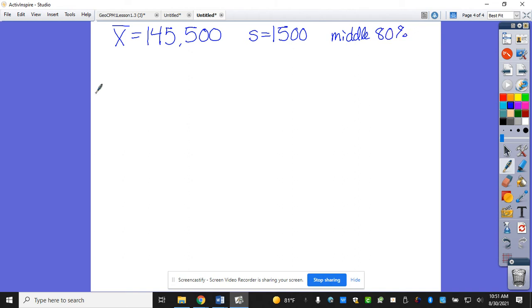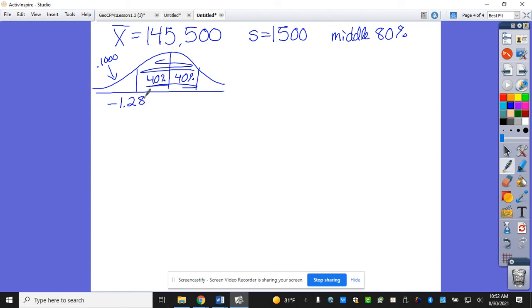So now I go to drawing it. So from here to here is middle 80%, which means what percent is here? And what I'm mainly concerned with is that means what is here? 10%. So when I look up the closest z-value to an area of 0.1000, I get a z-value of what? Negative what? 1.28. So this is negative 1.28.